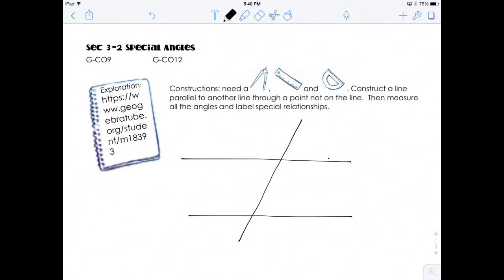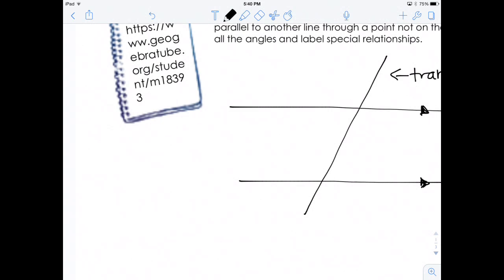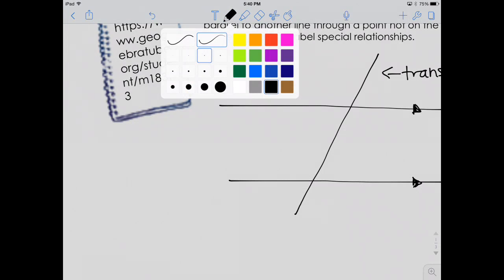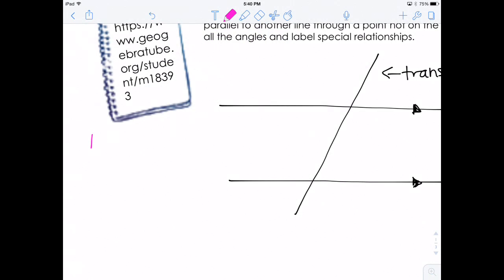So first of all, and we talked about this in class, this is what represents parallel lines. So these are two parallel lines cut by a transversal. This is called a transversal. And we're going to look at 4 different types of angle relationships based on these. The first one we're going to talk about is alternate interior angles.